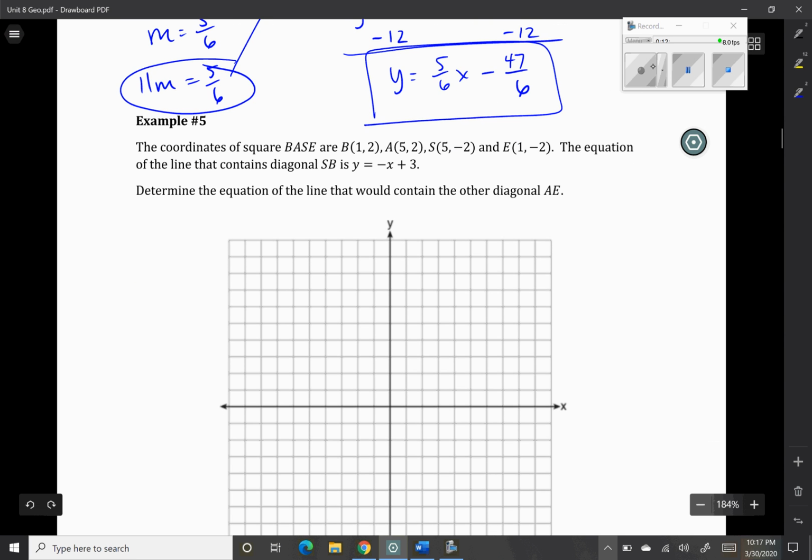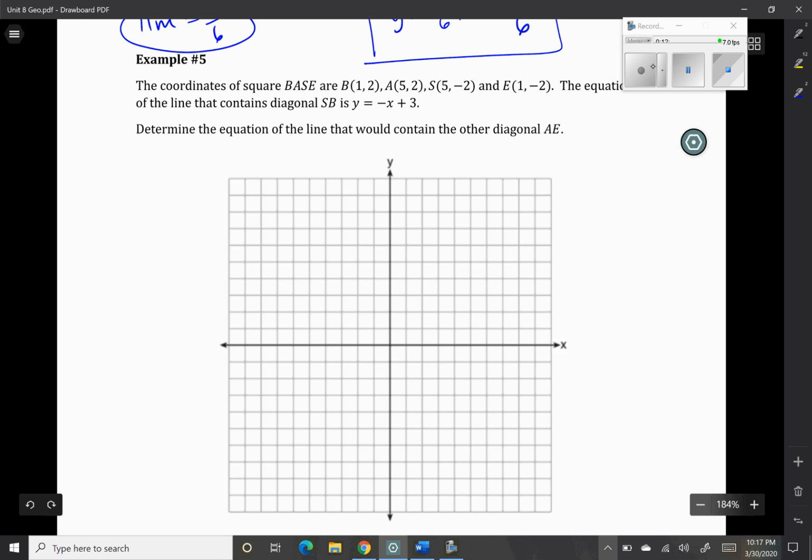Number 5 is my attempt of combining things from a previous chapter to what we're currently doing. So the first thing it asks us to do is to graph 4 points that create a square. So we have 1, 2, there's 1 point. We have 5, 2, there's a second point. We have 5, negative 2, there's a third point, and 1, negative 2, giving us the square BASE. Use a nice straight edge here to create your lines, and we have a nice little square.